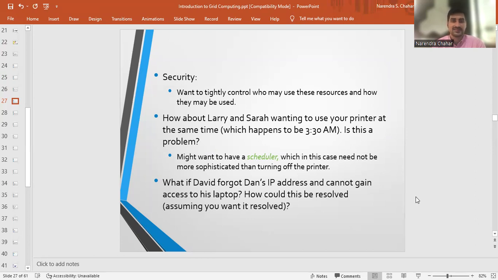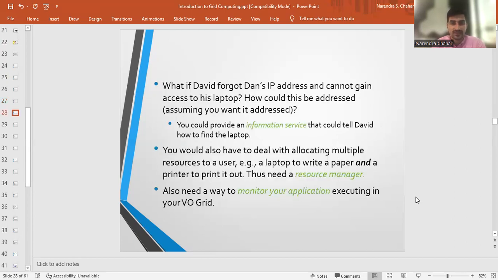Now, here's the second thing. What if David forgot Dan's IP address and cannot access his laptop again? How could this be resolved? I want to resolve this problem. When David forgot Dan's IP address, he is not getting access. So what can we do? Here we can provide an information service that could tell David how to find the laptop.